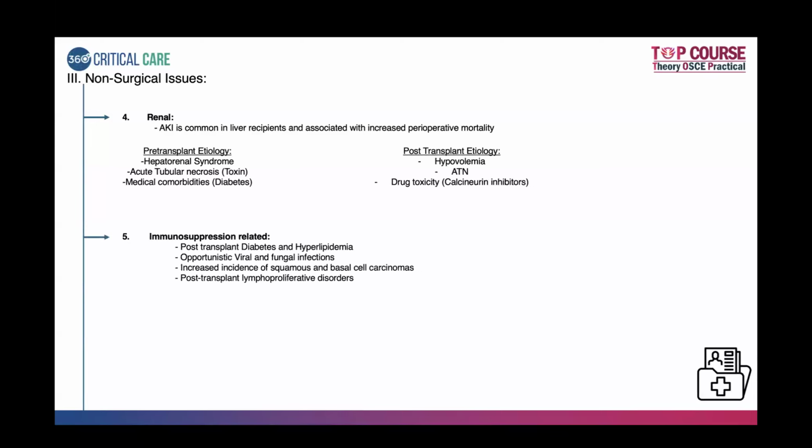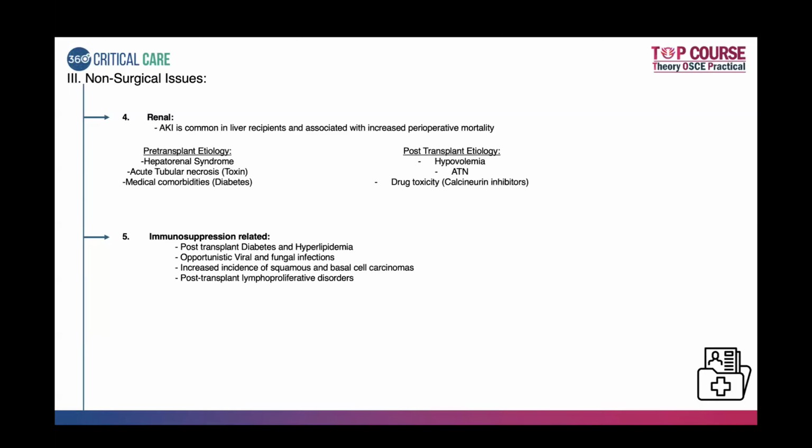And immunosuppression related problems like post-transplant diabetes and hyperlipidemia need to be addressed seriously. Opportunistic viral and fungal infections usually occur between 1 to 6 months. The easiest way to remember is less than 1 month post-transplant, it is all nosocomial: VAP, CRBSI, CAUTI, those kinds of things you need to look into. Whatever we see in our ICUs commonly.